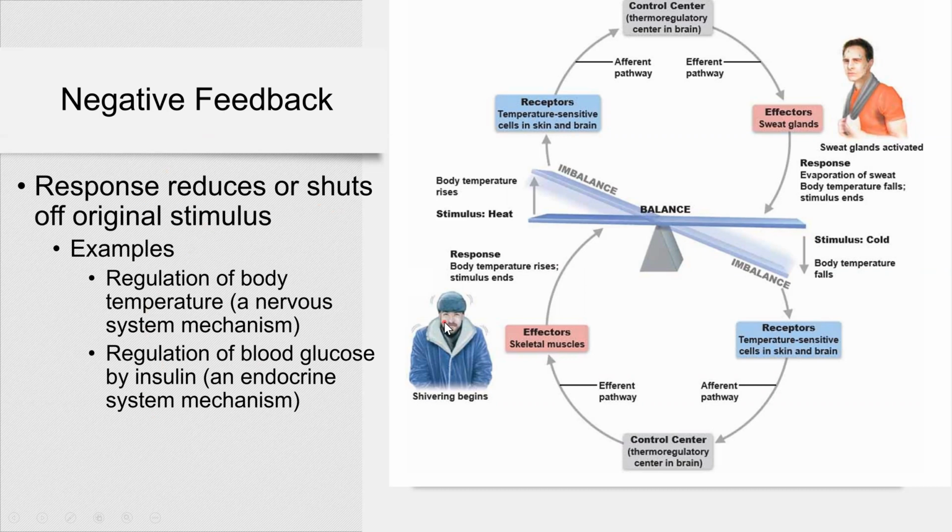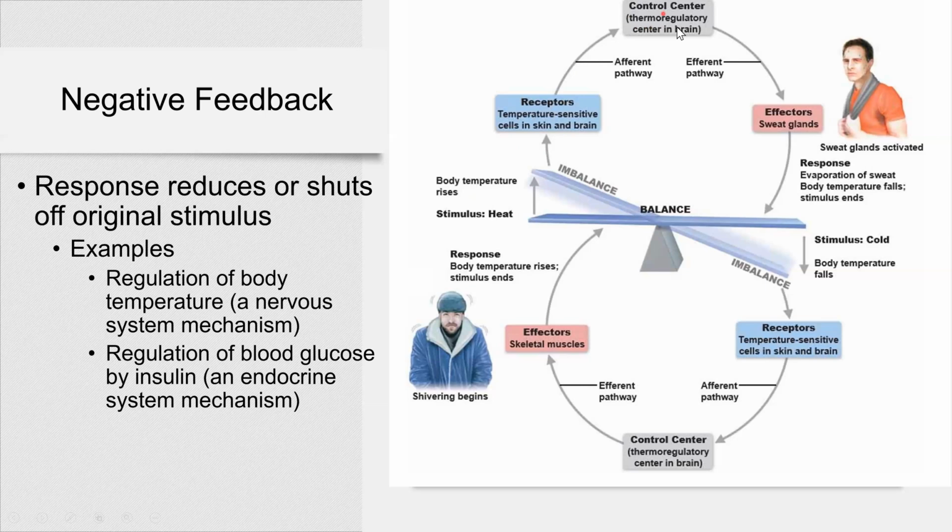So in this diagram, we see the nervous system mechanism, regulation of body temperature. Again, you're in balance, and then you receive a stimulus, for example, heat. So body temperature rises, right? You are out of balance, imbalance. You will have receptors in your skin that are going to send a message through your neurons to your control center, and it will be the thermoregulatory center in your brain.